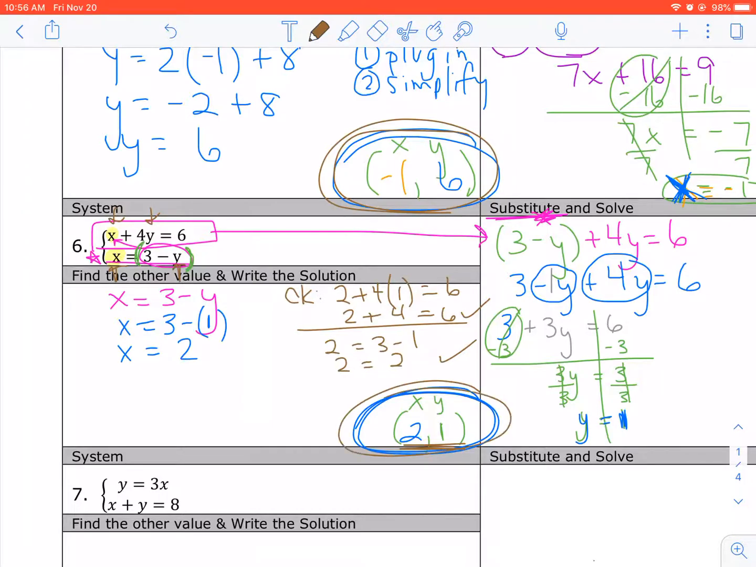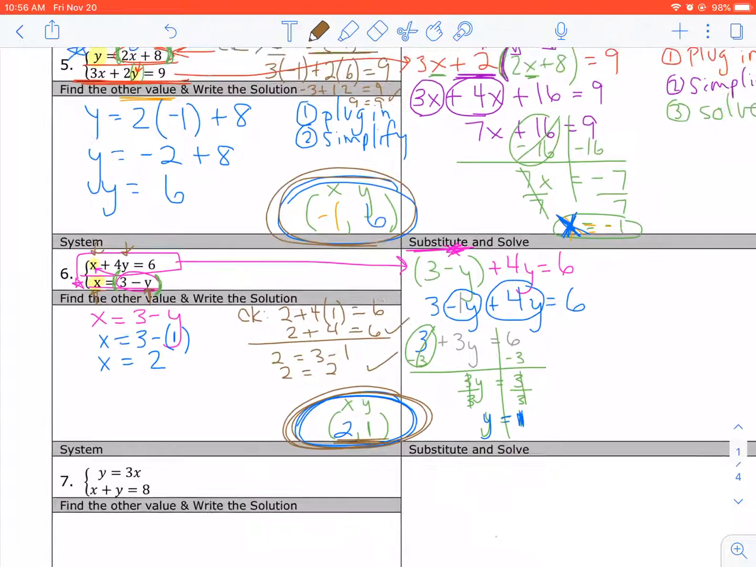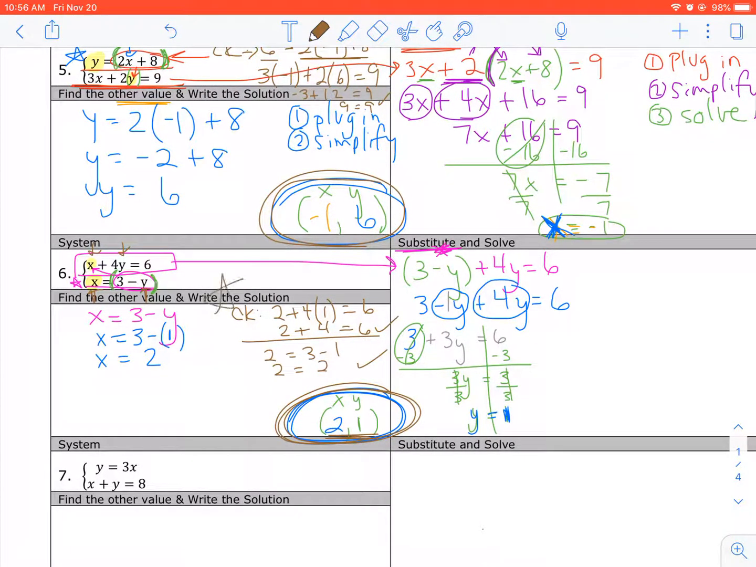So because this point right here plugs into both of the equations correctly, that means that we did the whole question correct, and we will get all of our points. This check step right here is optional.